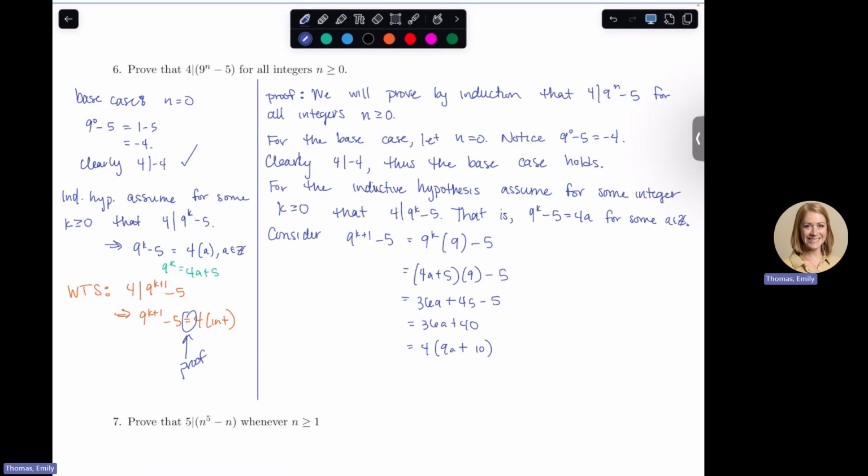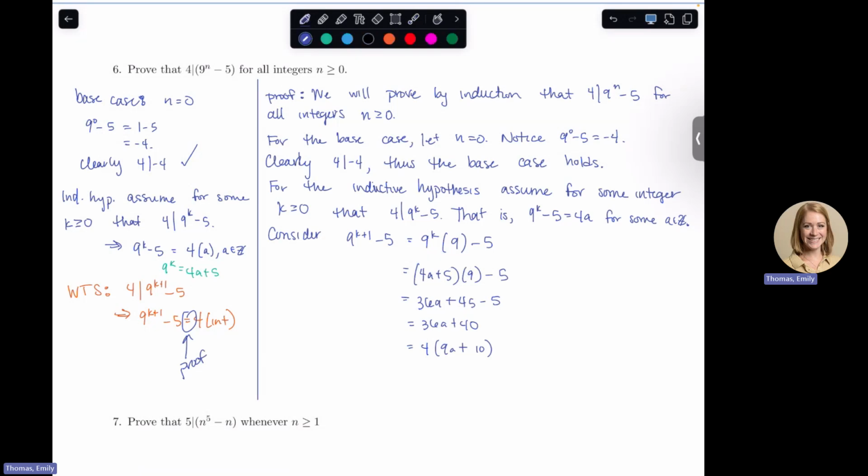Brian, why are you looking at it like that? Did I do it wrong? It looks like it says 4a plus 5 in the parentheses. Oh, 4a plus 5. That's from this. 4a plus 5 times 9, because I replaced 9 to the k with this. Okay, and then distributed that 9, and then subtracted 5, so we got this.